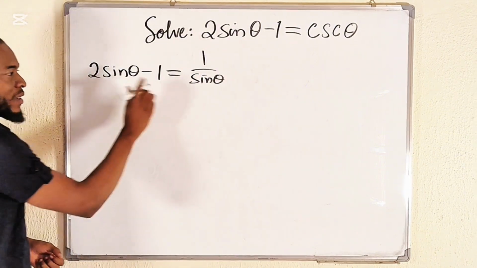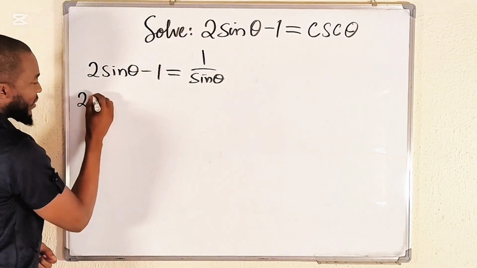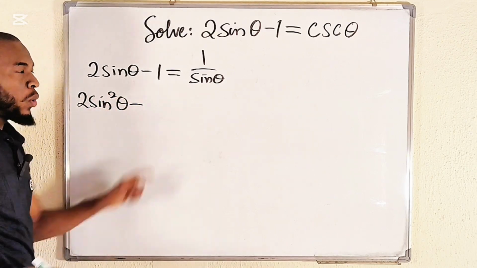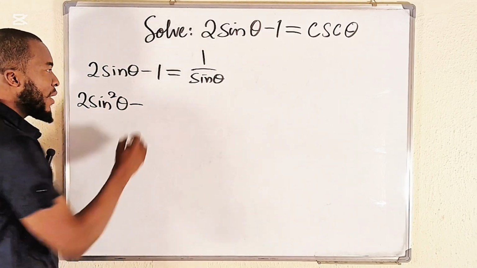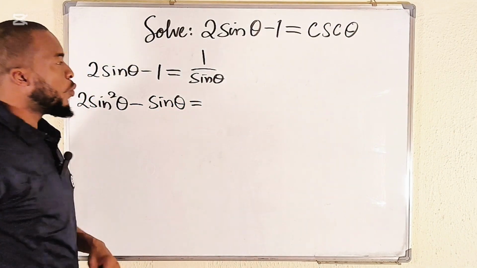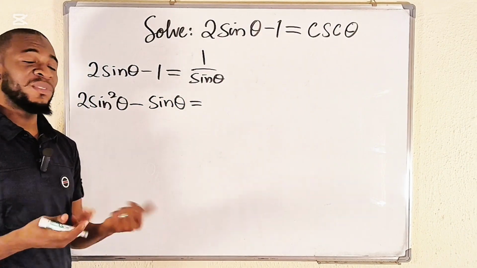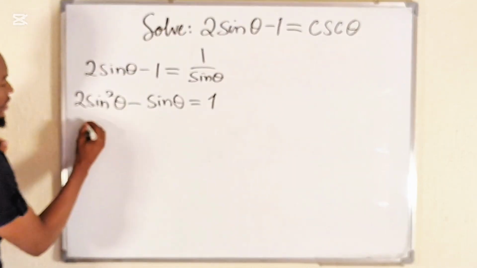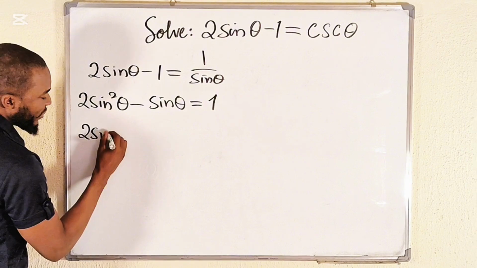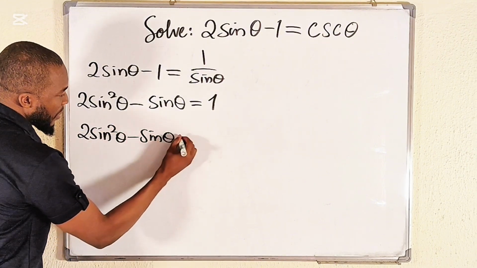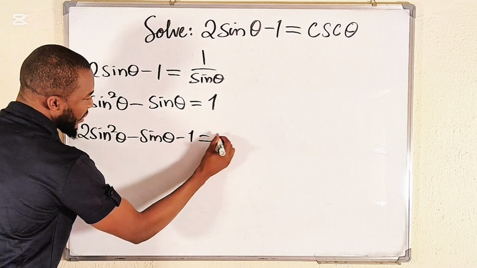So 2 sine theta times sine theta will give us 2 sine squared theta, minus 1 multiplied by sine theta will give us sine theta, equals 1 divided by sine theta times sine theta will give us 1. Then you can take this one inside. We have 2 sine squared theta minus sine theta minus 1 equals 0.